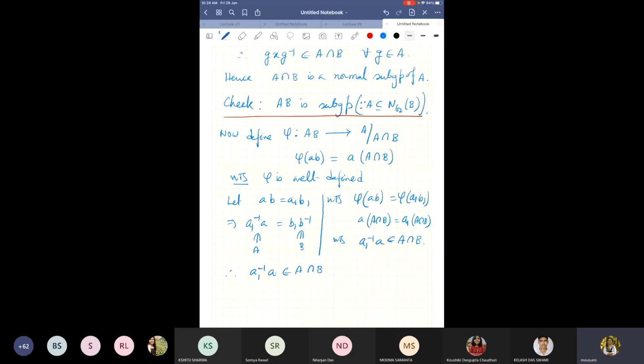Now I need to show that this phi is a group homomorphism. So in order to show that phi is a group homomorphism, what do I have to show? You just have to see that first operating on two elements and applying phi is the same thing as applying phi first and then doing the group operation. So let us check that.